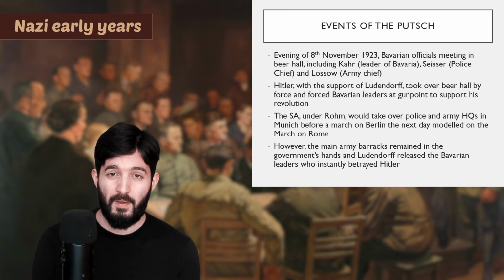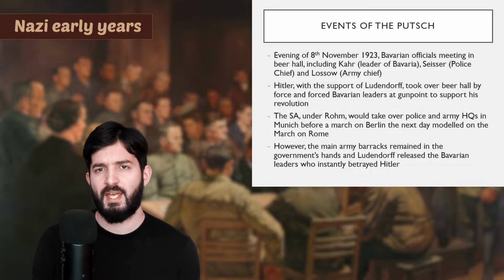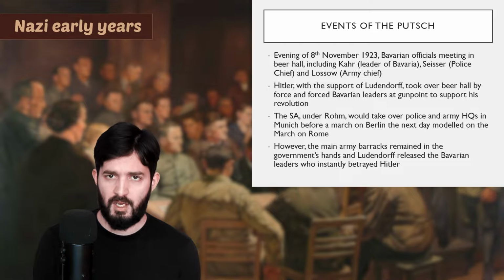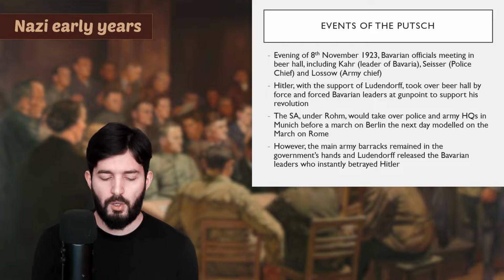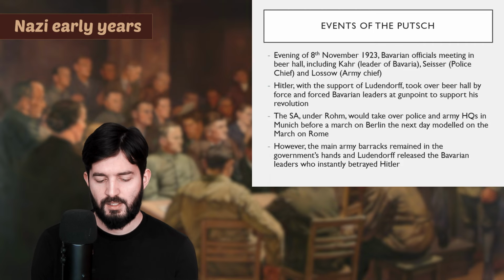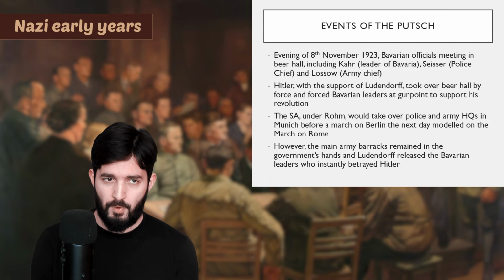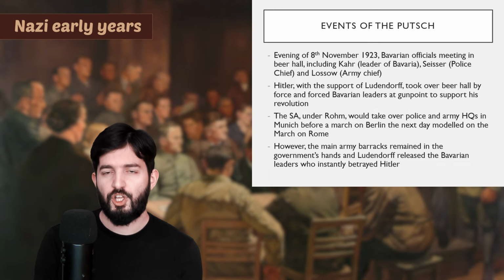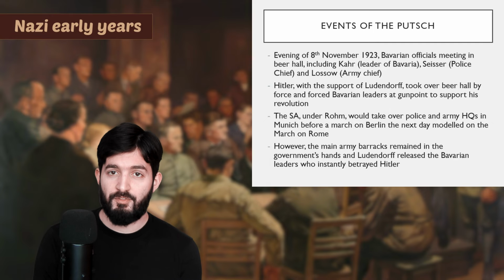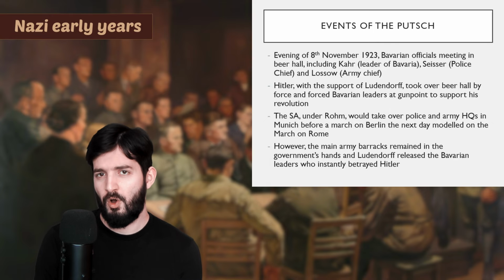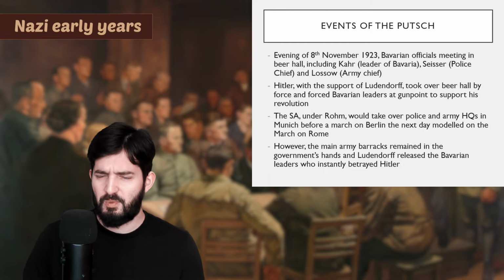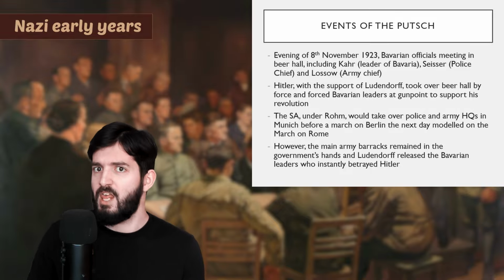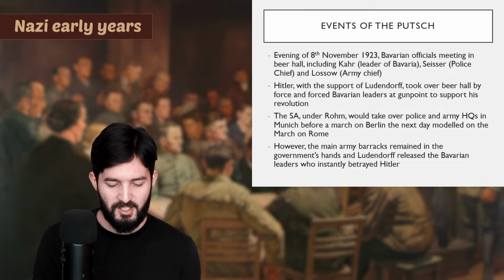However, this plan does not immediately go to plan either. So although they capture the main army HQ and the police headquarters, the main army barracks in Munich resists the SA assault, and it stays in the government's hands. Now, most worryingly and most problematically is that in the evening of the putsch, Ludendorff is convinced by the leaders of the Bavarian government to let them go and go home, basically. They convince Ludendorff that they're trustworthy, they are fully on board with this plan, and he can basically release them and they won't do anything strange or betray the Nazis.